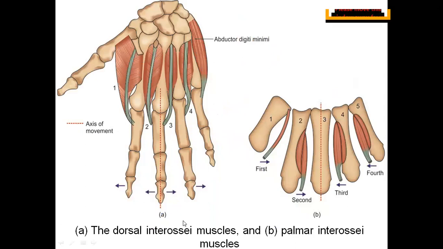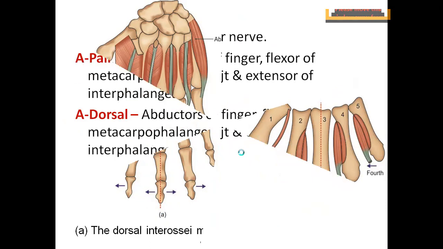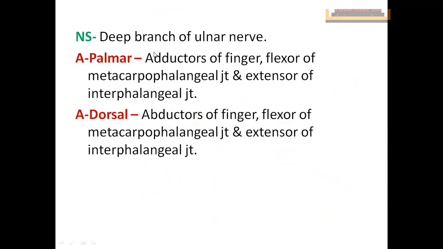Okay, now see here, these are the palmar and dorsal interossea muscles which are shown. This is dorsal interossea 1, 2, 3, 4. And these are palmar interossea 1, 2, 3, 4. Right? Now, all these muscles, very simple to remember, are supplied by the deep branch of the ulnar nerve.